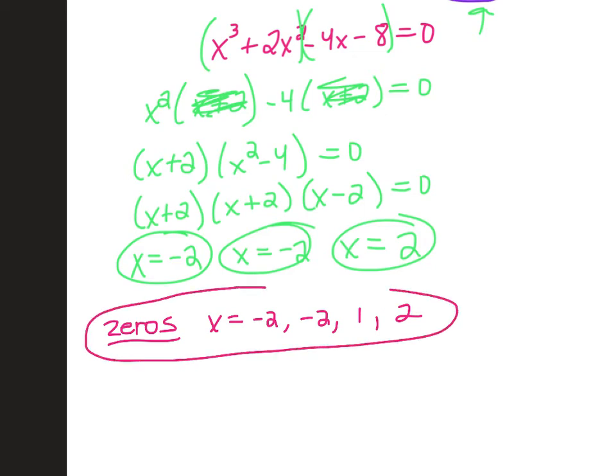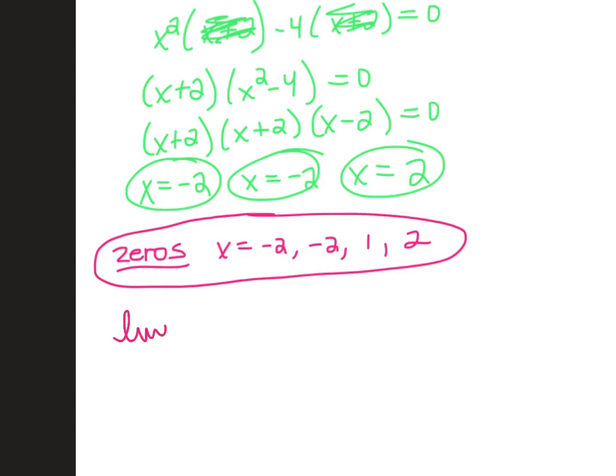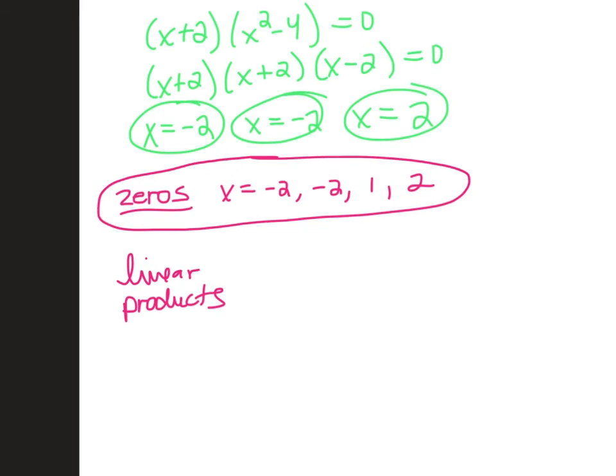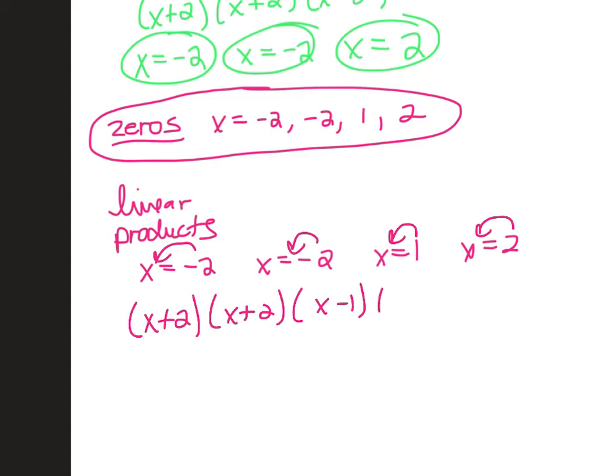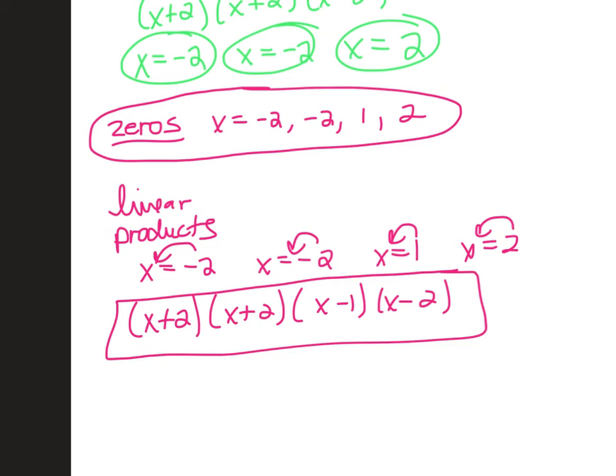And then if you were going to write them as linear products, you don't have to do this step that I'm going to do right now, but just so you guys can see it a little easier, I'm going to write it for right now. Because linear products just means I want a binomial. So this would become, if I move this negative 2 over, it becomes what? X plus 2. Move this over, it becomes x plus 2. Move this 1 over, it becomes x minus 1. Move this 2 over, it becomes perfect. And there are your linear products. Questions?